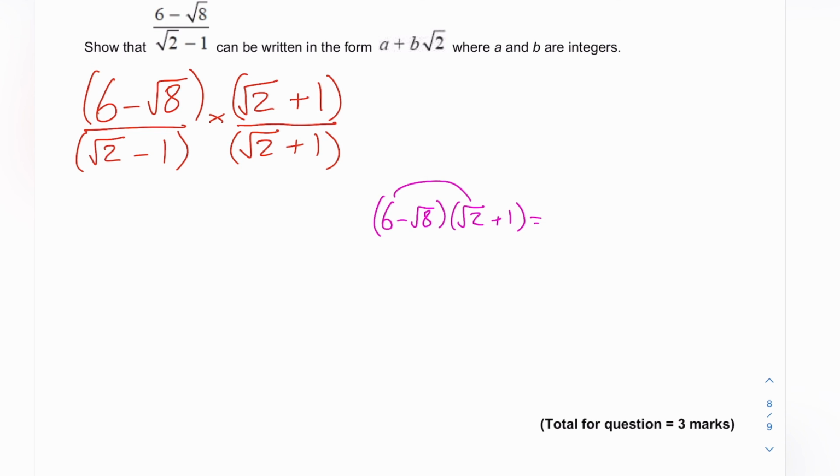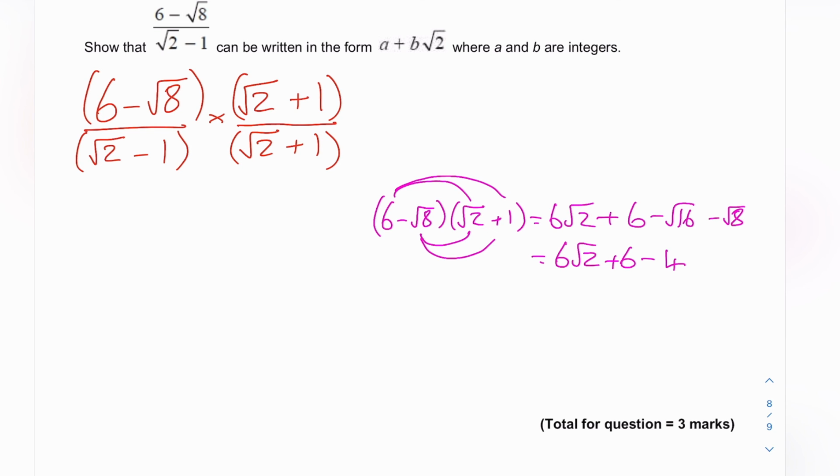6 multiplied by root 2 is 6 root 2. 6 multiplied by 1 is 6. Negative root 8 times root 2 is negative root 16. Negative root 8 times positive 1 is negative root 8. This is equal to 6 root 2 plus 6 minus root 16, well that's equal to minus 4 minus this root 8. That gives us 6 root 2 plus, or 6 subtract 4 is 2, minus root 8.